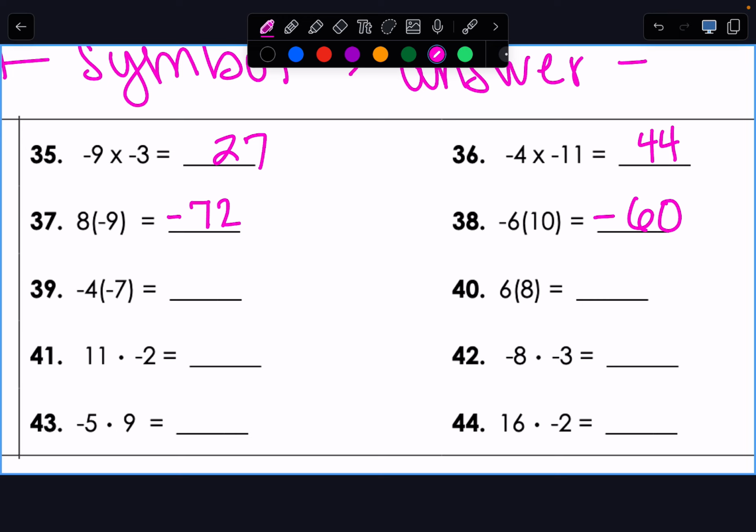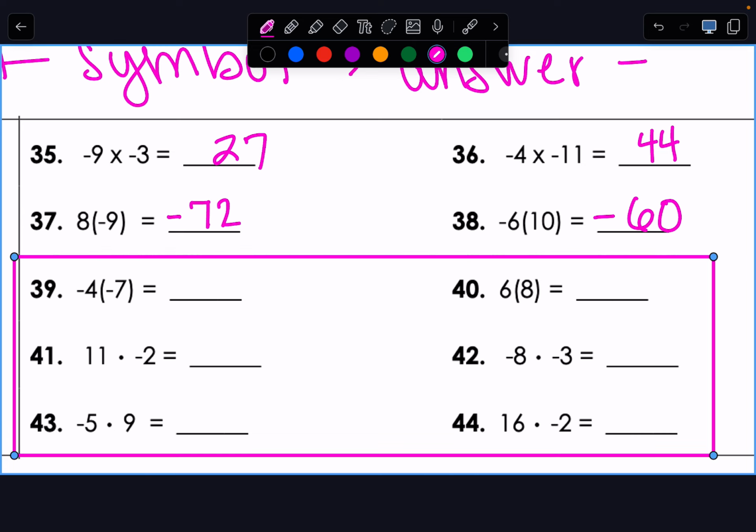What I want from you, these 6 problems right here, you are going to complete them on your own, and then at your table, check that everybody has the same answer, because you're going to be answering as a table when I ask for our answers, okay? Ready, set, go. Do the 6, check in with your table.